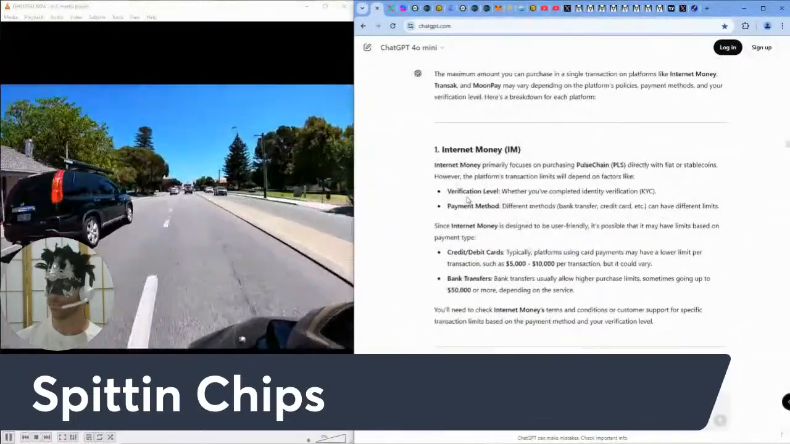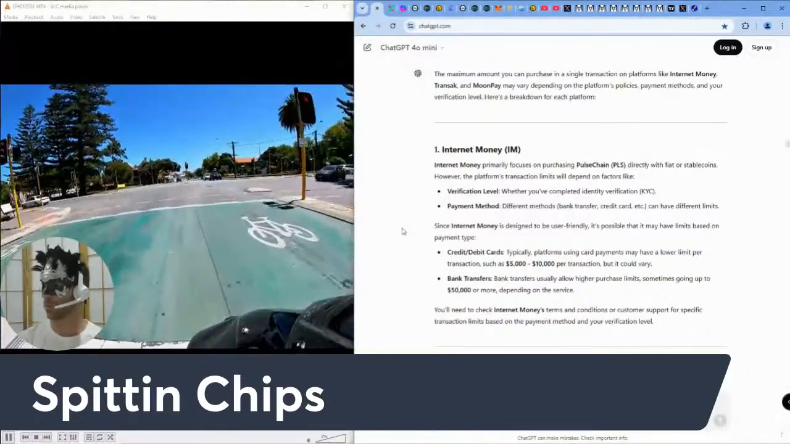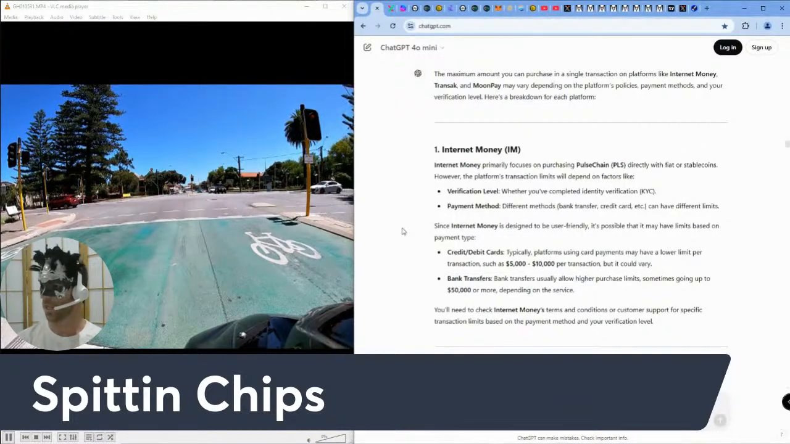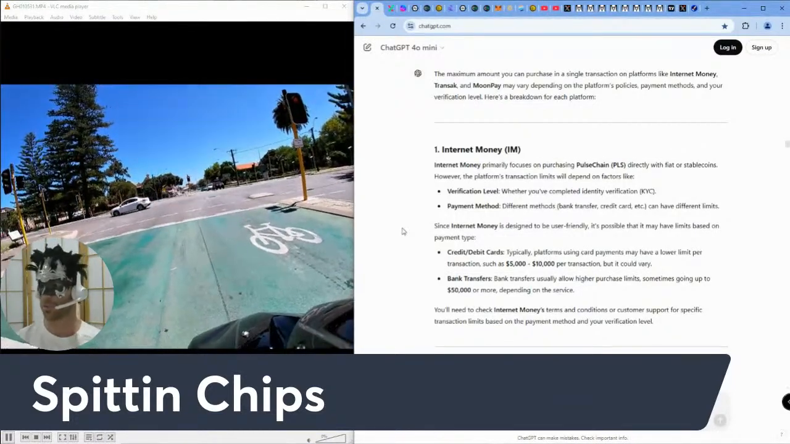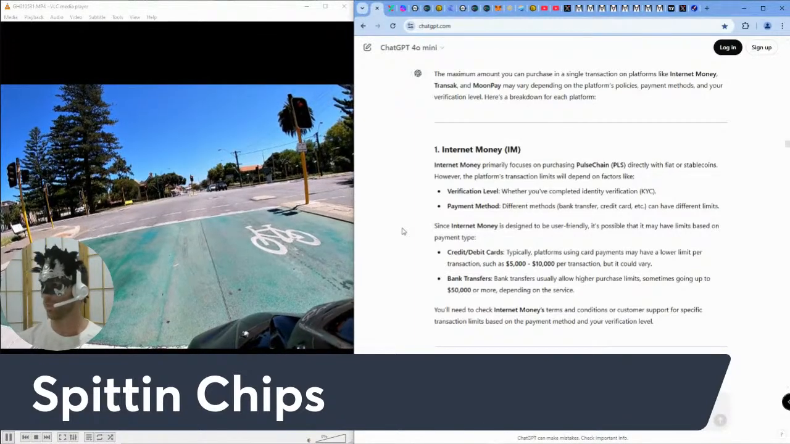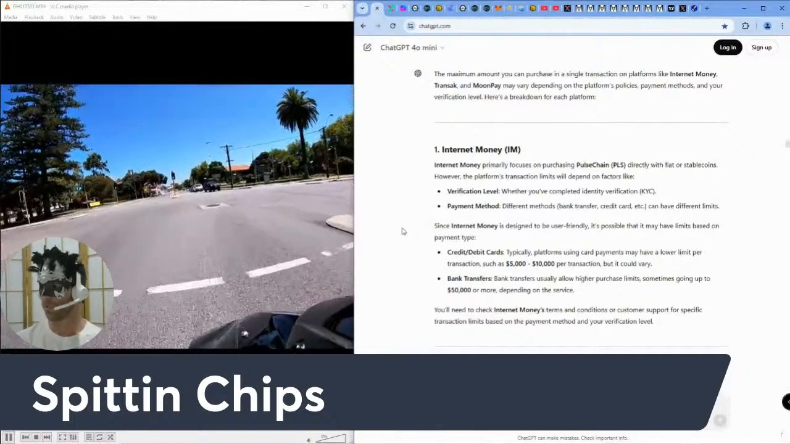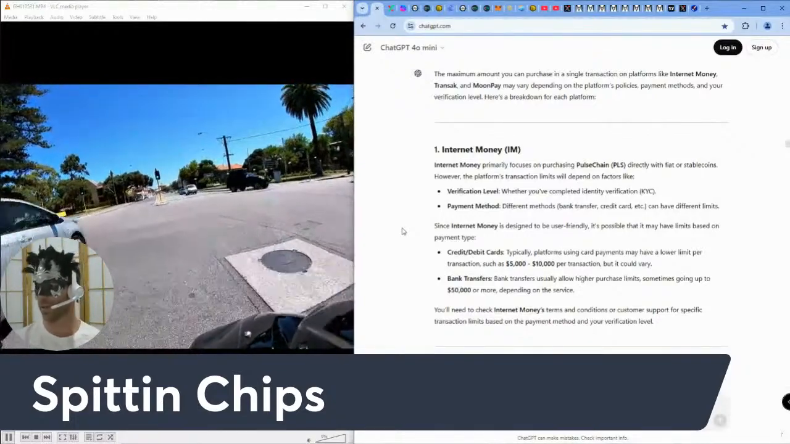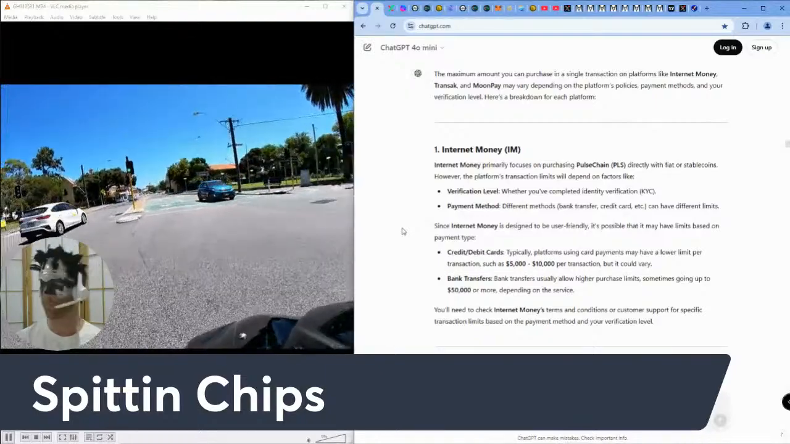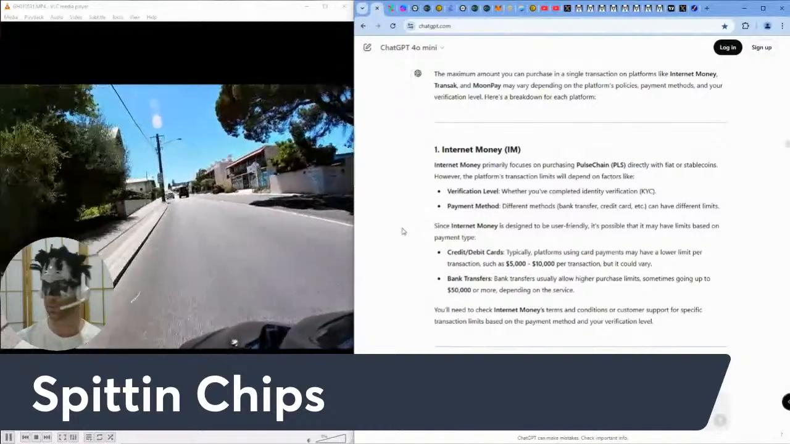So, a bit of information about Internet Money. Internet Money is primarily focused on purchasing PulseChain, PLS, which is the ticker for PulseChain, directly for stablecoins. However, the platform's transaction limits will depend on factors like verification level, whether you've completed identification verification, the KYC, and payment method. Different methods, bank transfer, credit card, etc., have different limits. So you may be limited by your fiat, your bank or your credit card, and so forth. You may be able to adjust limits.